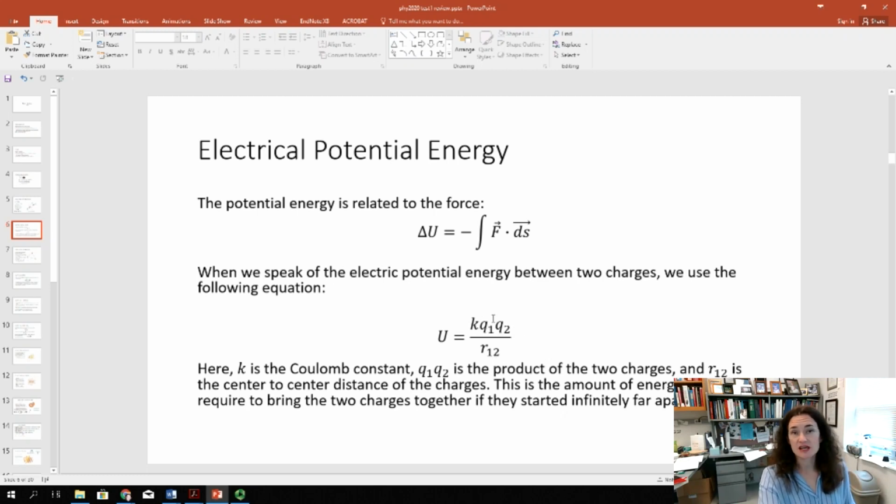Now here, the sign is important. Unlike in the force, in which case the sign just indicates which way the force points, the potential energy indicates if it's a negative potential energy, that they're attracted to one another, and if it's a positive potential energy, that they're repelled from one another. Okay? The potential energy here is the amount of energy that it would take to bring the 2 charges together if they started from infinitely far apart to their current location or separation R12.